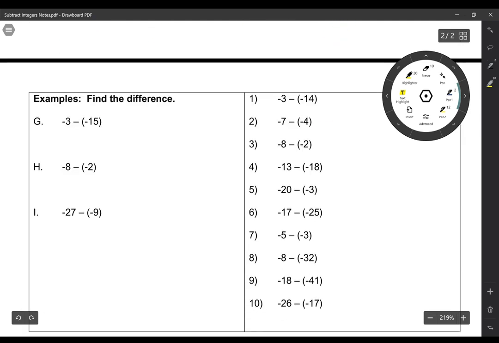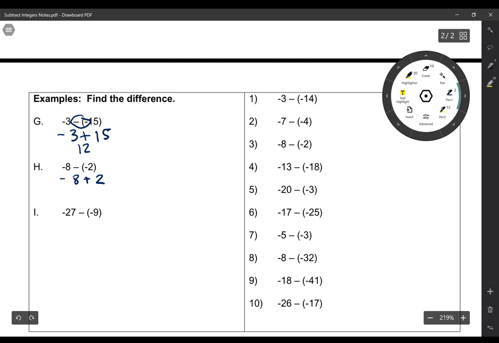All right, on the back, we are looking at subtracting negatives. So whenever I'm subtracting a negative, I need to make it plus. So -3 plus 15 makes a 12. So maybe you remember about those minus negatives. So this is really -8 plus 2.